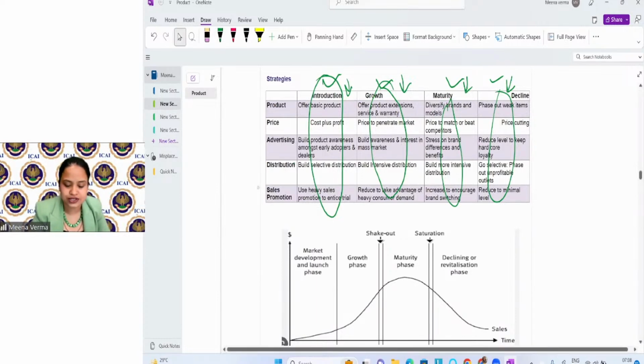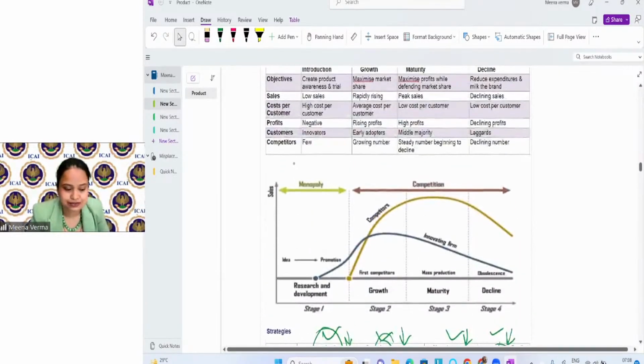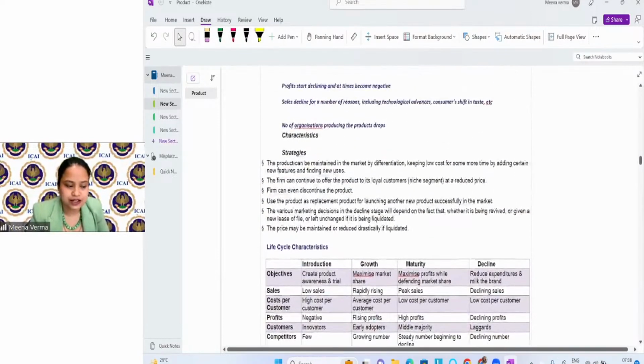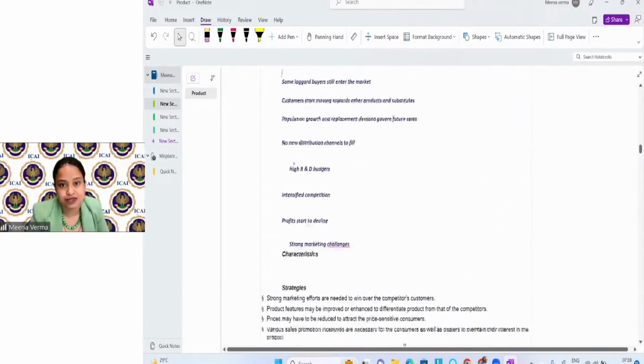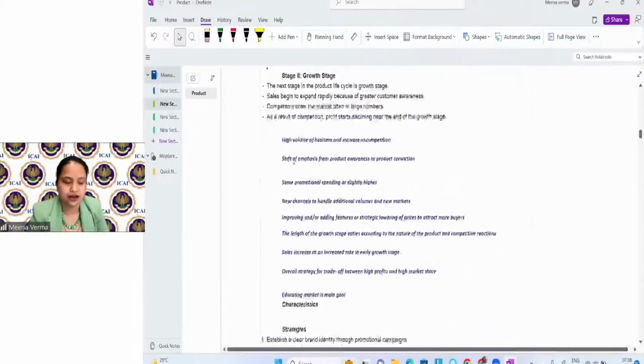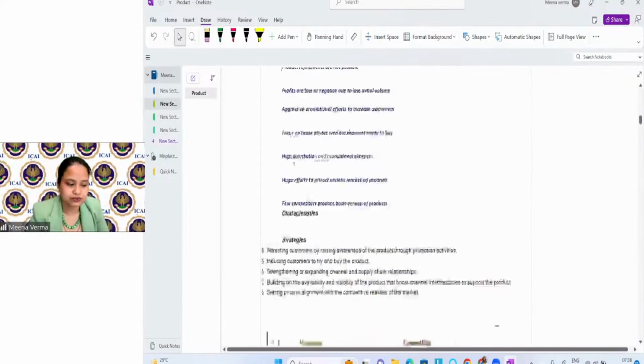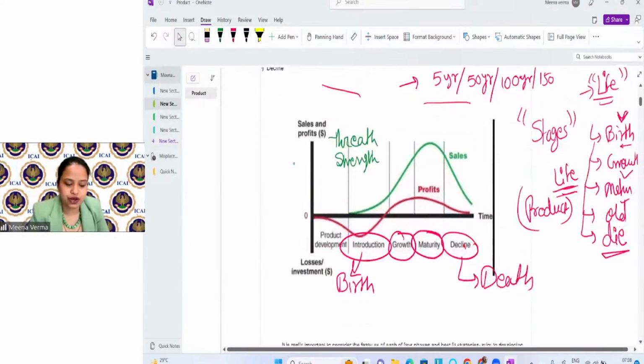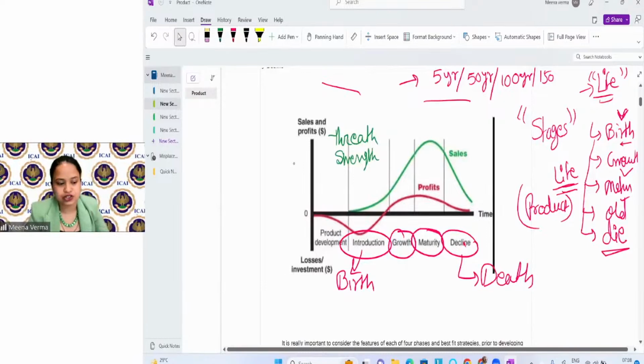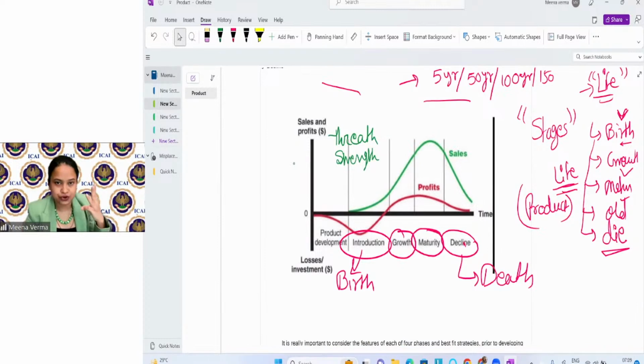So now let's try to understand these different circumstances here. All right. You can see here, the product will have to pass through different circumstances. Yeah, I hope it's clear. Okay. And during this entire life cycle, we will talk about the threat, the weakness and the strength, the strategies, and what will be the sale of the company during the entire life cycle of the product, what will be the cost for the company, and what will be the profit for the company.